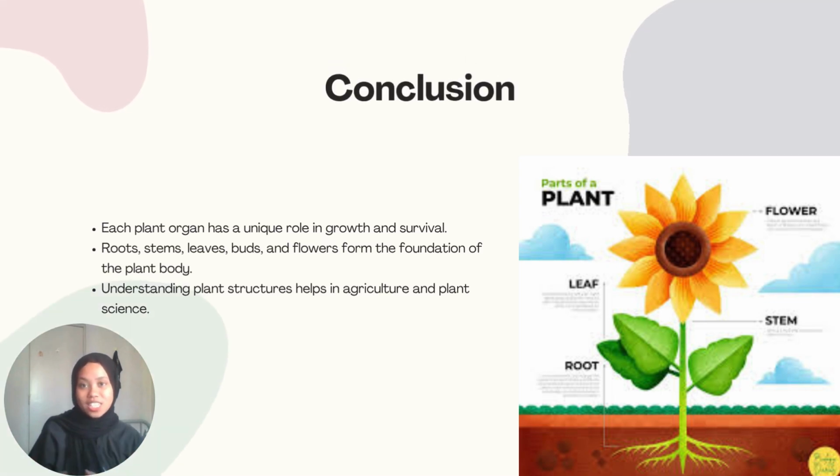In conclusion, each part of the plant, from the roots to the flower, plays a specific role in growth, survival, and reproduction. By understanding the plant structure, we can improve agricultural practices and make better decisions in plant science.